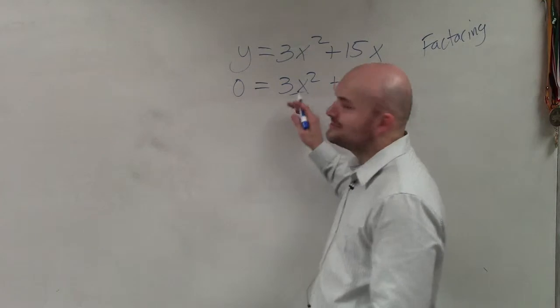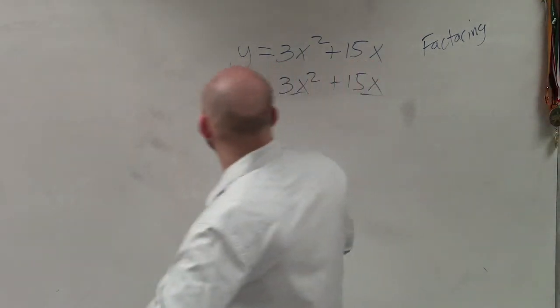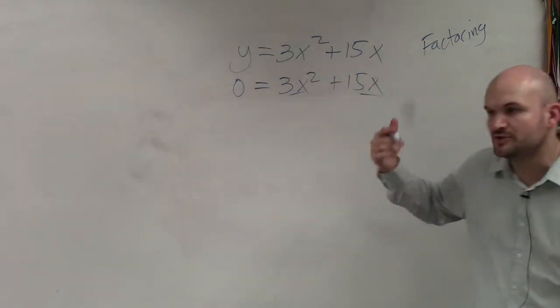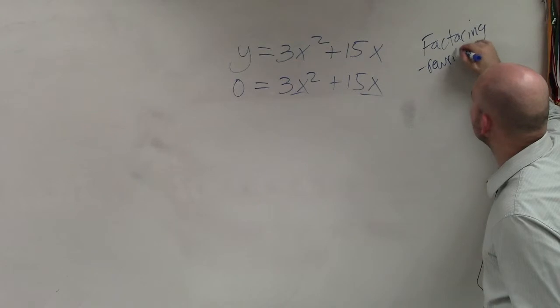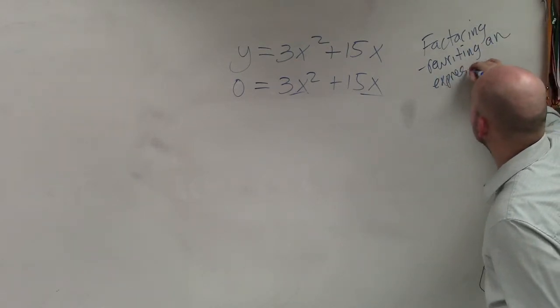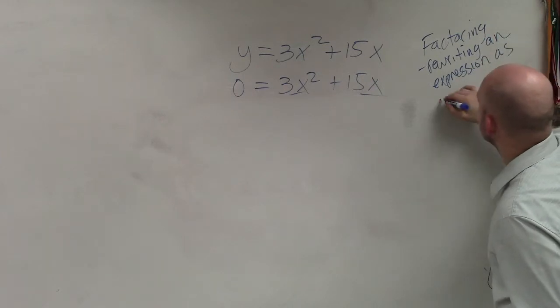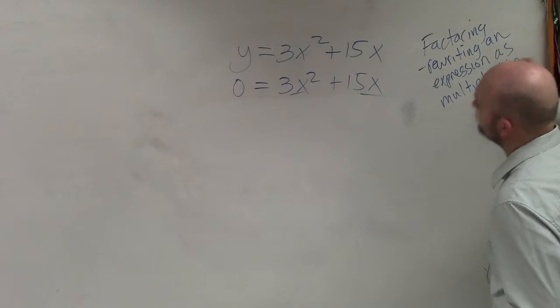Oh, good for you. So now we have 3x squared plus 15x. What we're going to do is factoring. When we're factoring, we are rewriting an expression as multiplication. Really, you're rewriting it as a product of two terms.